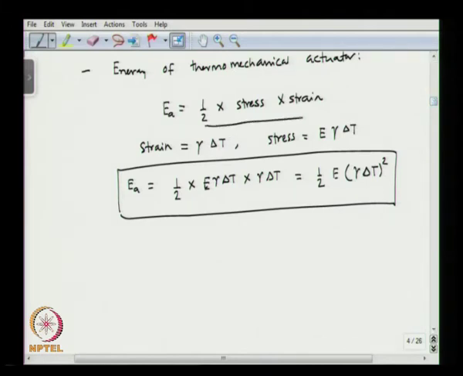And this is because the stress is proportional to strain and the energy is the area under the stress strain curve. Let us say this is stress and this is strain, then we would have the energy within the area. Next, we can find the energy of a piezo actuator.